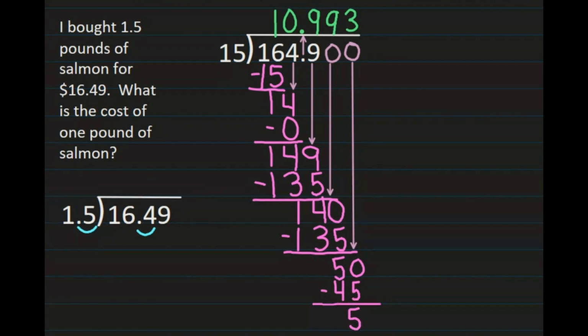And so my cost per 1 pound of salmon, well, this is money, so I need a dollar sign. I have that final 3 behind the 9, so I don't need to round up. So my cost per pound is going to be $10.99 per pound.